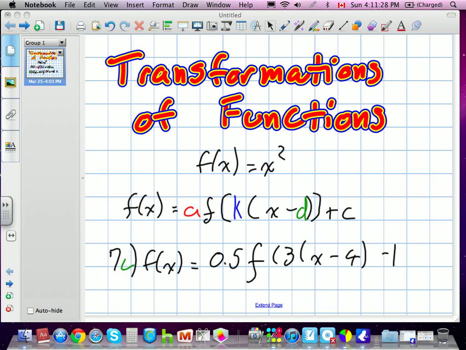Okay, so we're going to go over transformation of functions. They've given us the parent function, f of x is equal to x squared, which is just a normal parabola drawn on a graph where the vertex is at the origin.